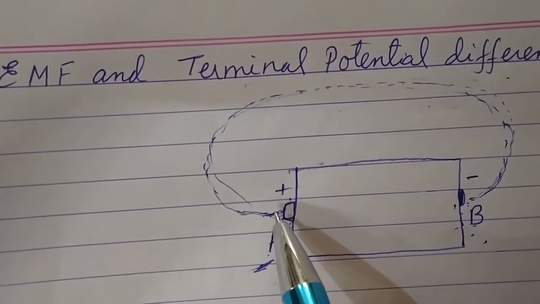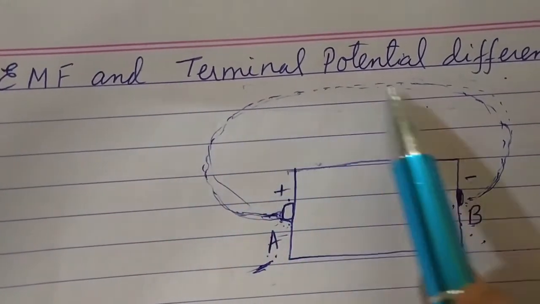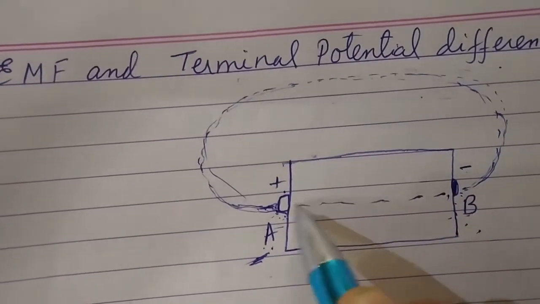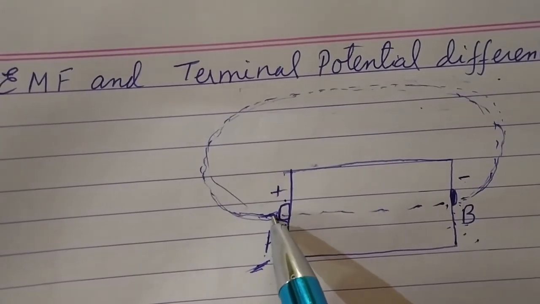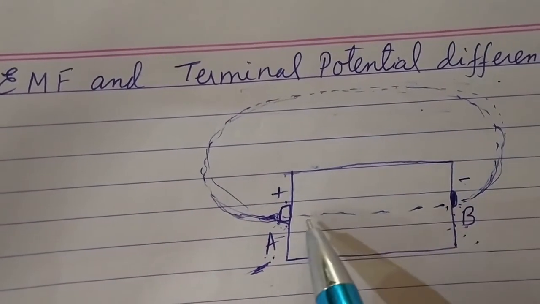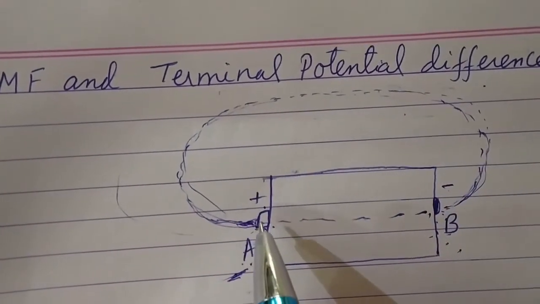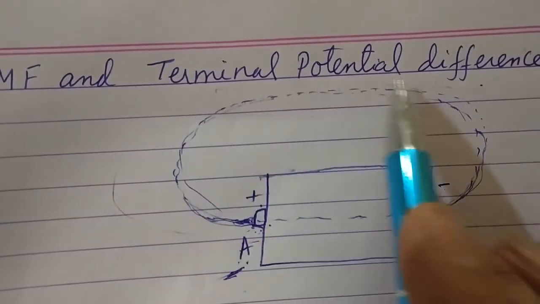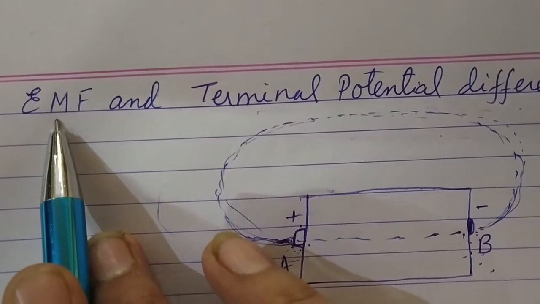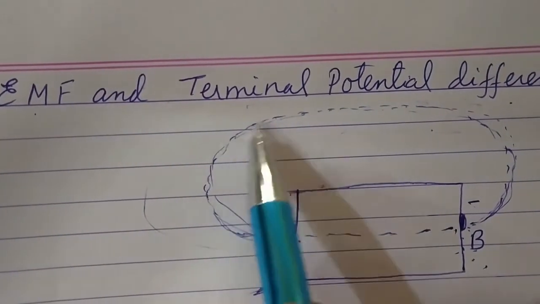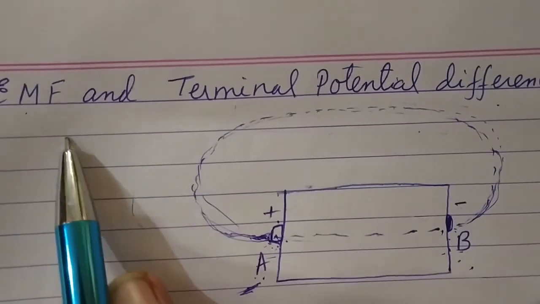So the amount of work done to move a charge from A and back to A. Clear? The amount of work done to move a charge from A and back up to A means one complete cycle. The amount of work done to move a charge through one complete cycle is known as EMF of the cell. The amount of work done to complete one cycle from A to A is known as EMF of the cell.